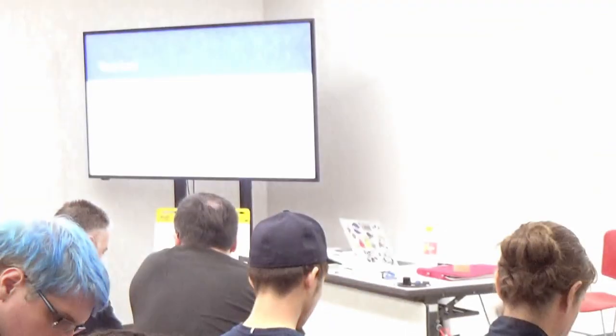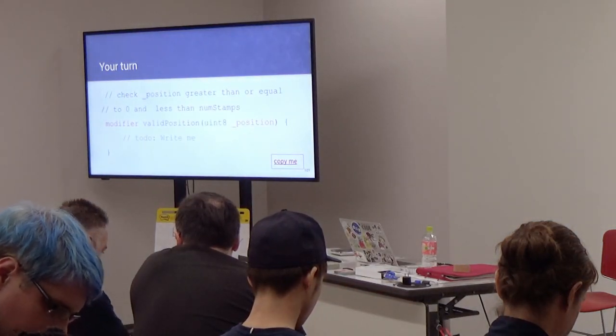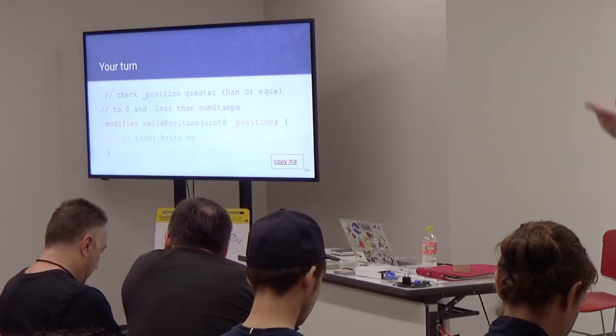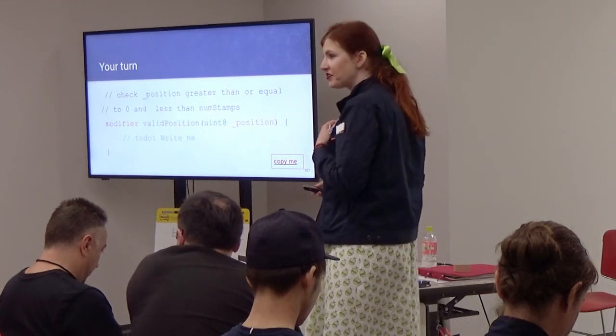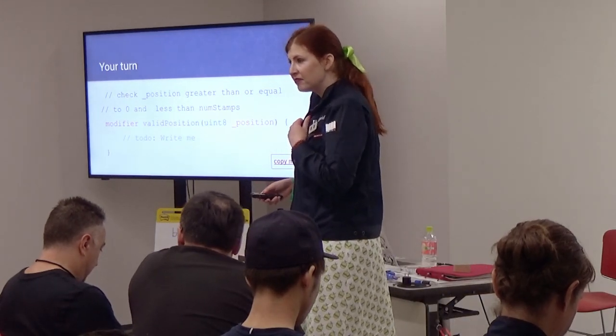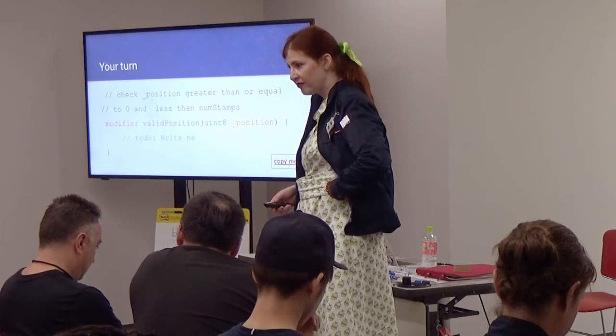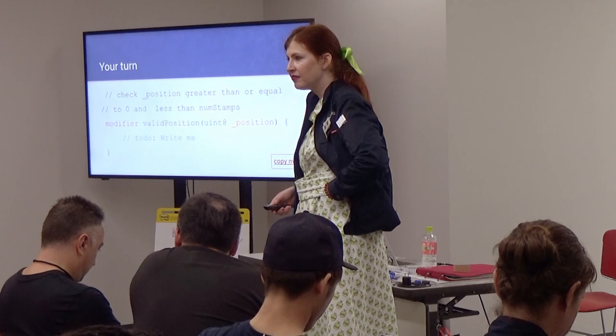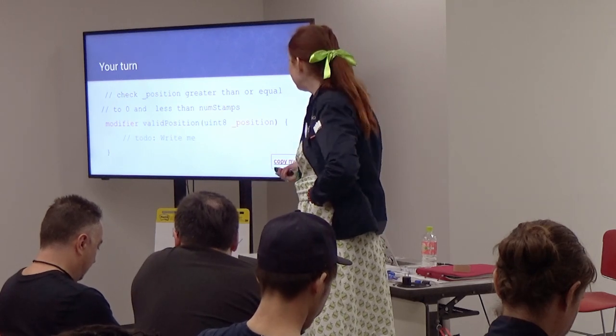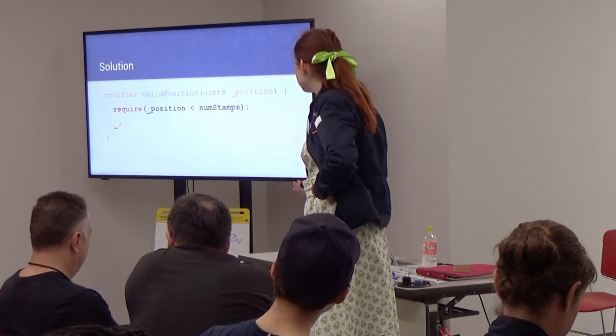Cool. Does anyone want to share their answer? Yeah. So the function body is just require around that validity expression: position greater than or equal to 0 and then position less than stamps. Yeah, great. Yeah, number of stamps.